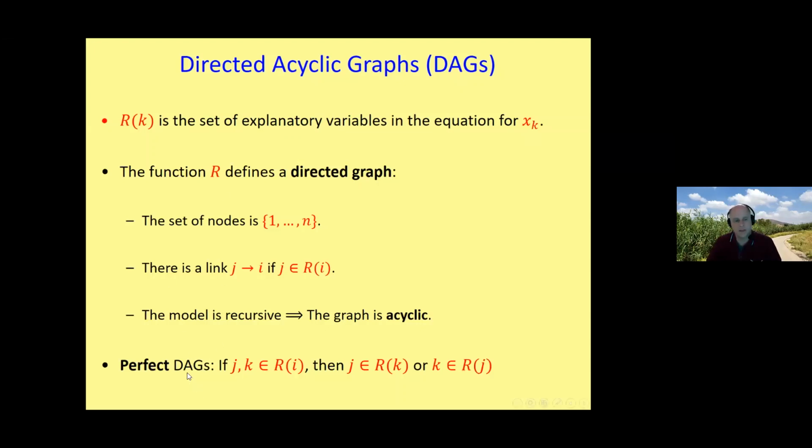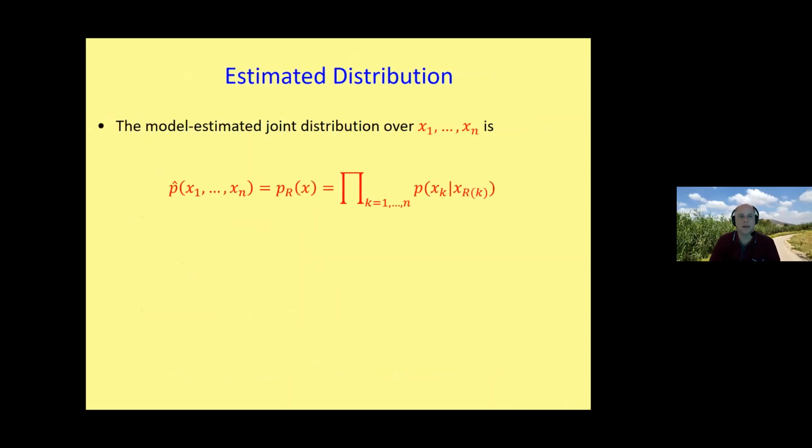Within the class of DAGs, here is a subclass that is known in the Bayesian network literature as perfect DAGs. In a perfect DAG, there are no unmarried parents. So if there is a link from J to I and a link from K to I, then there must be a link between J and K in some direction. So that's the subclass of perfect DAGs.